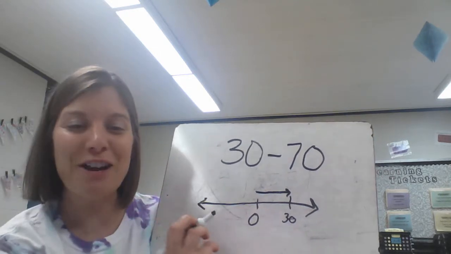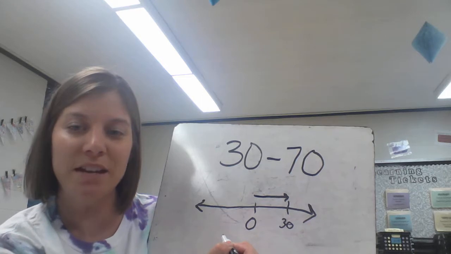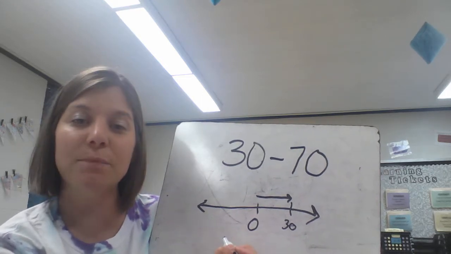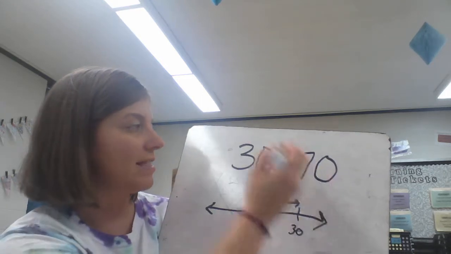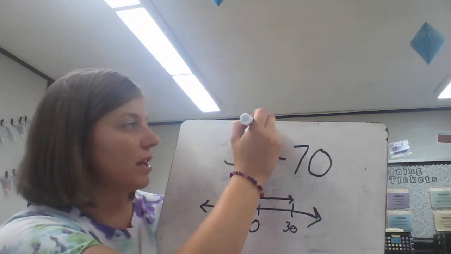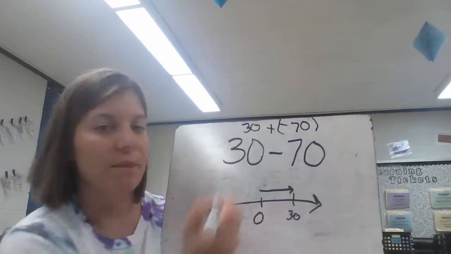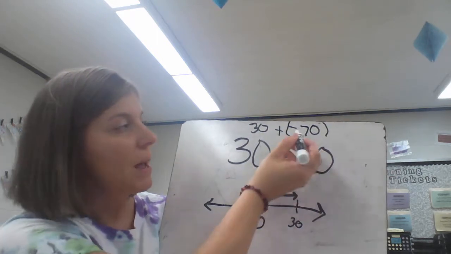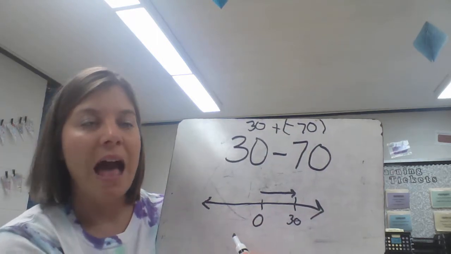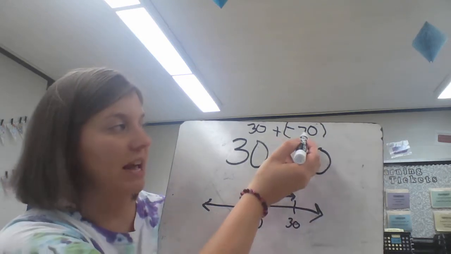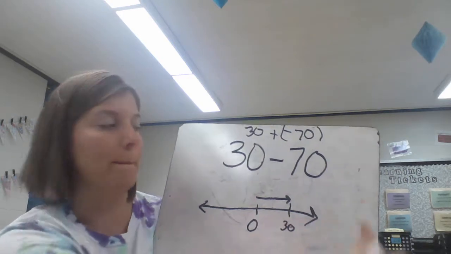Now, before I should have started this, I have a problem here. This needs rewritten because it's subtraction. So I'm going to rewrite this as 30 plus negative 70. 30 plus negative 70. Okay? My second arrow is telling me how long the second line is. So it's 70 and we're going backwards.